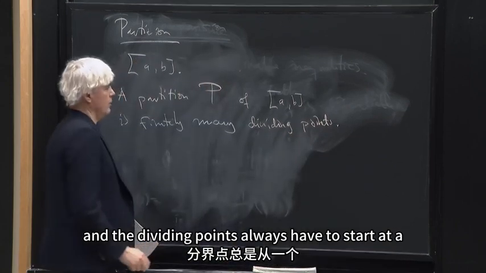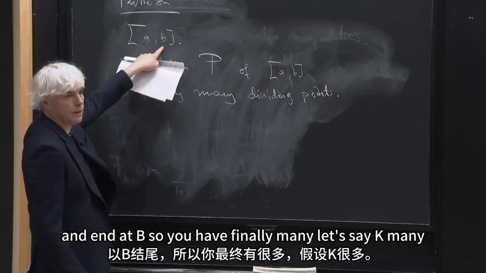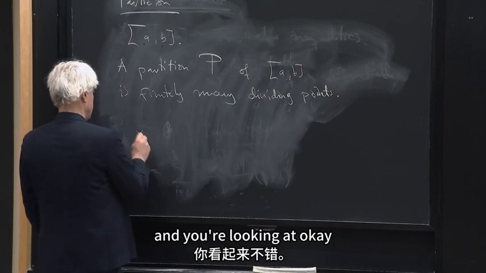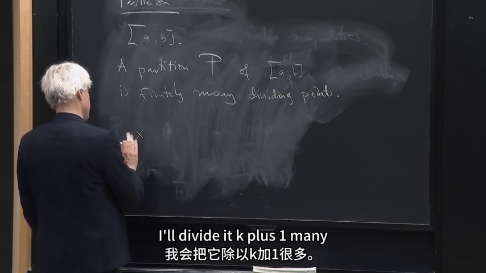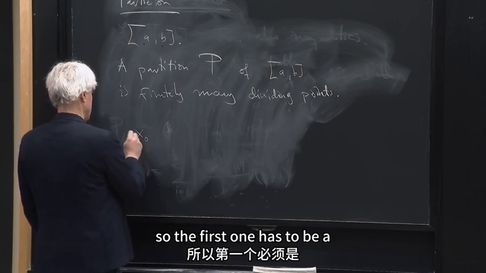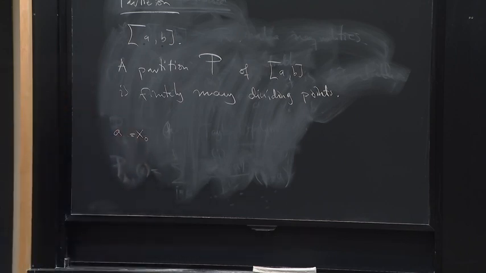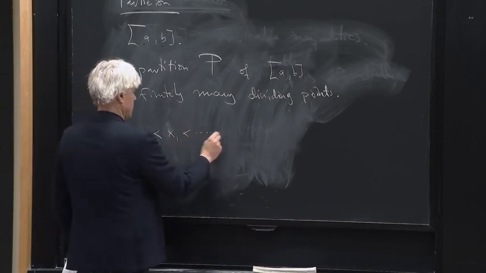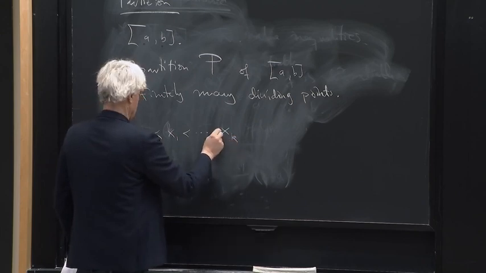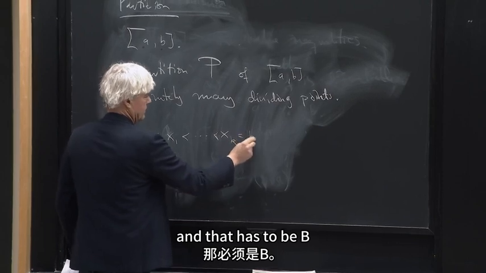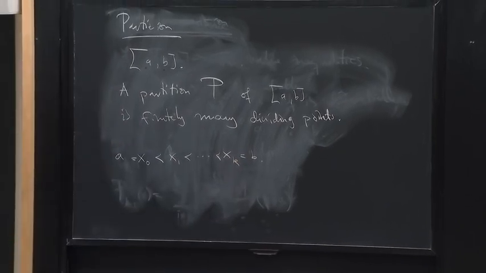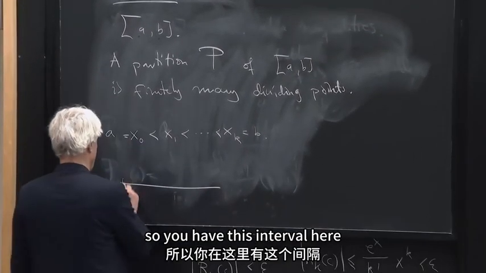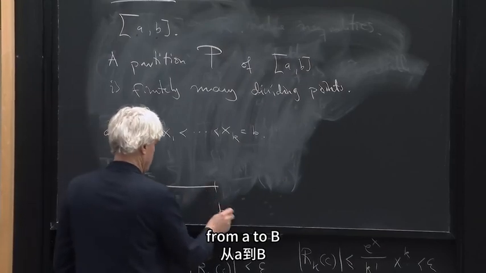And the dividing points always have to start at A and end at B. So you have finitely many, let's say K many, and I'll write it K plus 1 many. So the first one has to be A, and then you have x1 up to the last one, and that has to be B.